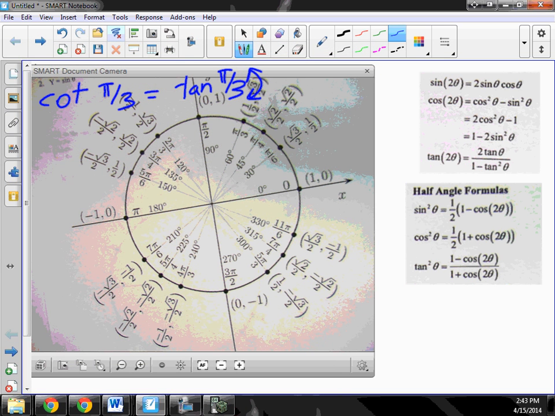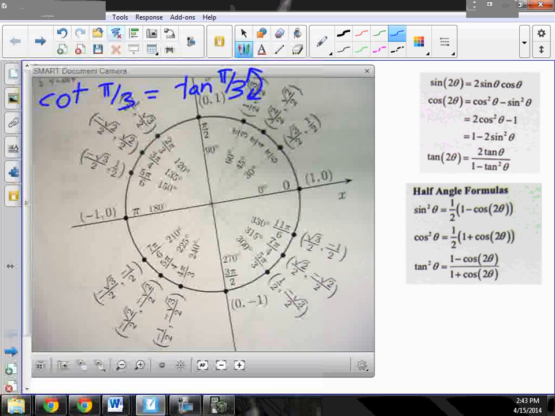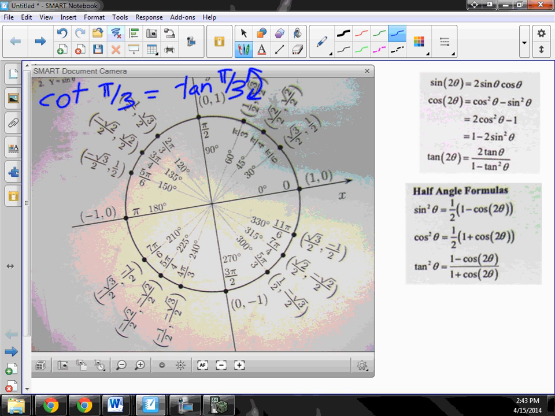What's that? What'd you say, Trevor? You'd rather do sine and cosine? Well, let's take a vote. Who wants to do the sine and cosine version? Who wants to do the tangent formula version? All right, tangent formula it is.